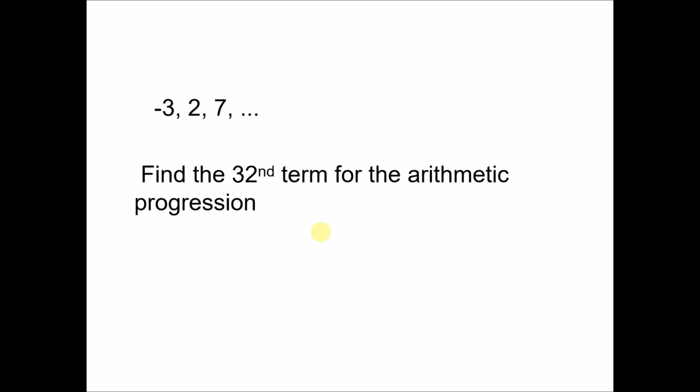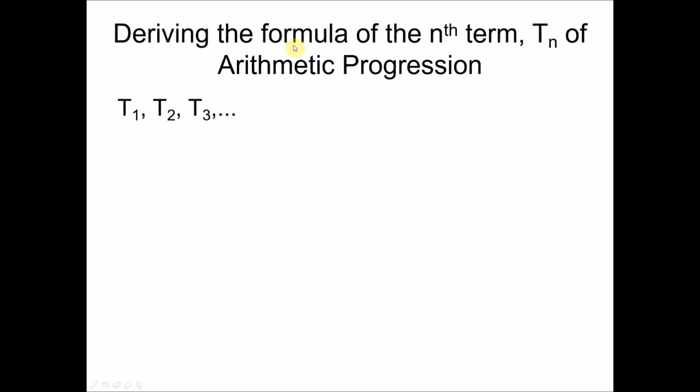So before we look at the formula, we derive the formula to find the nth term. Now the nth term can be any term that we want. So to derive the formula, we write down the sequence here: T1 first term, second term, third term. If we let T1 equal A, we always use A to represent the first term. Then the second term will be A plus D. If this is A, plus D, you get the second term. D is the common difference.